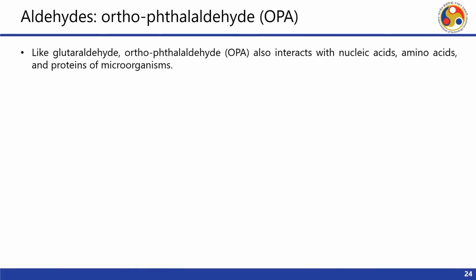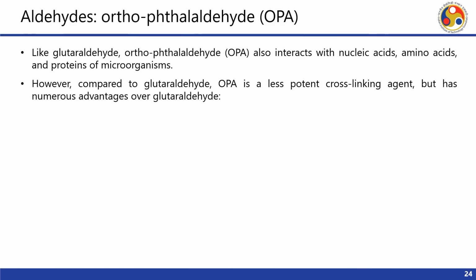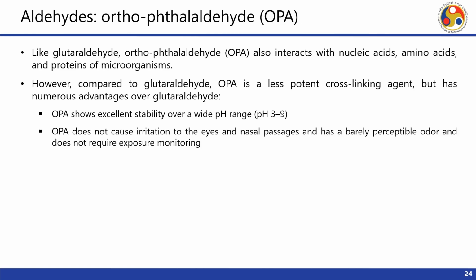Another type of aldehyde is the ortho-phthalaldehyde or OPA. Like glutaraldehyde, ortho-phthalaldehyde also interacts with nucleic acids, amino acids and proteins of microorganisms. However, compared to glutaraldehyde, OPA is a less potent cross-linking agent, but has numerous advantages over glutaraldehyde. OPA shows excellent stability over a wide range of pH ranging from 3 to 9.